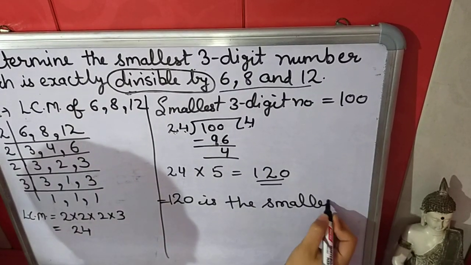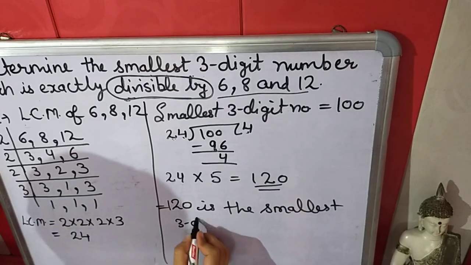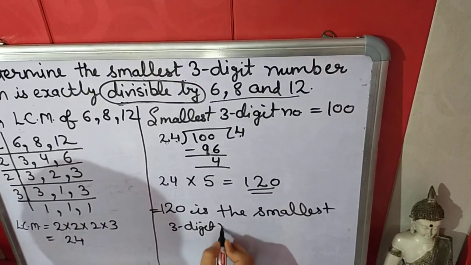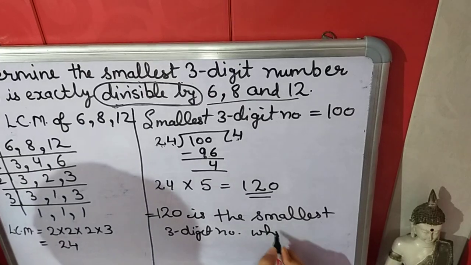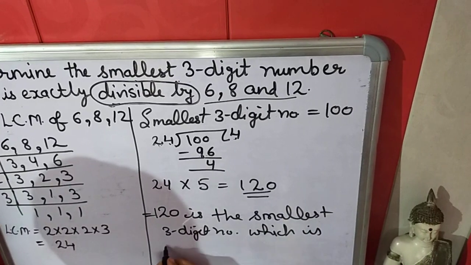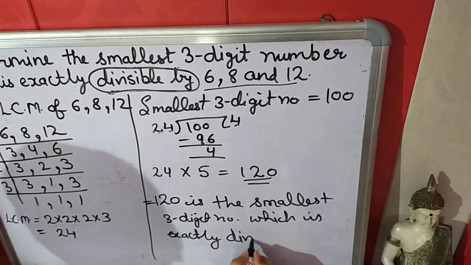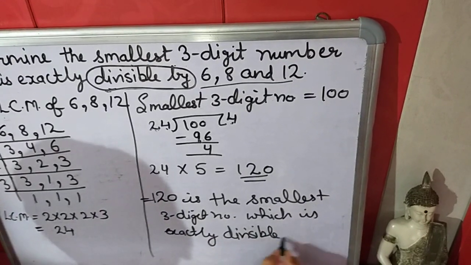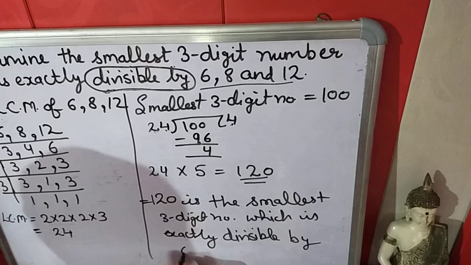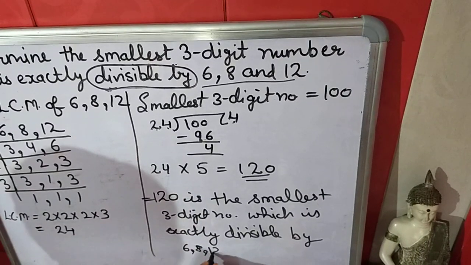smallest 3-digit number which is exactly divisible by 6, 8 and 12.